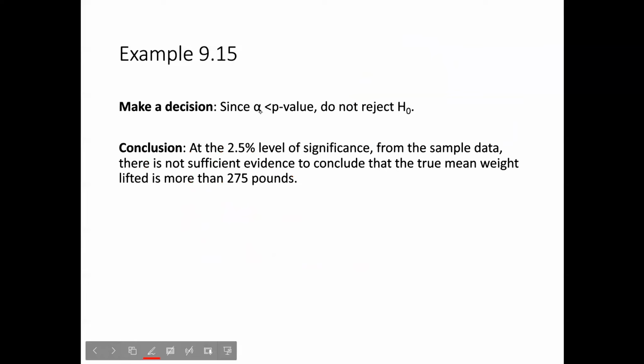So our decision, since alpha is less than p, we do not reject the null hypothesis. At a 2.5% level of significance from the sample data, there is not sufficient evidence to conclude that the true mean weight lifted is more than 275 pounds. So it appears coach was right.